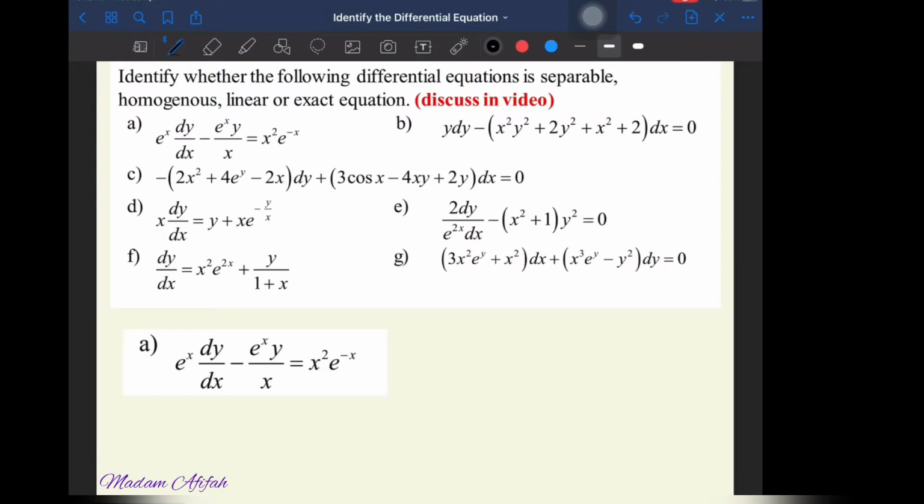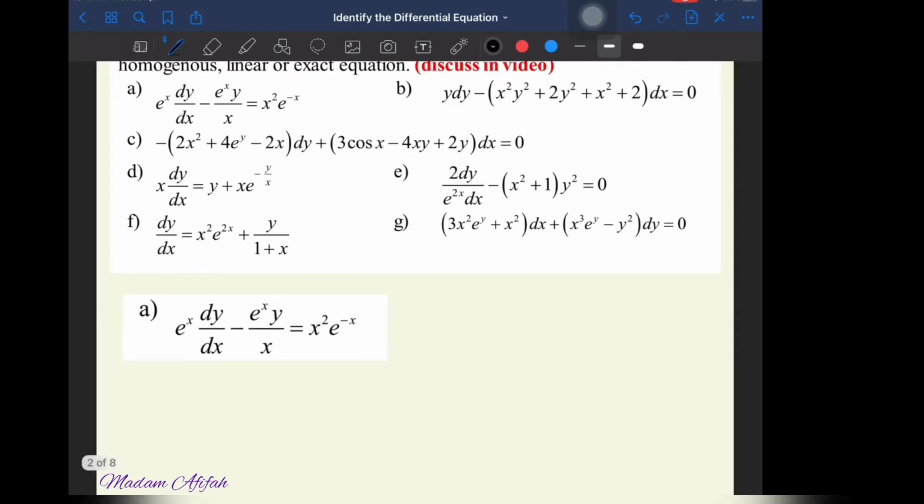So for the first one here, you are given the differential equation e^x dy/dx minus e^x y over x equals x squared e^x. When you take a look at this differential equation, this is quite similar to the general form of linear equation, which is dy/dx plus p(x)y equals q(x). Let us start by checking whether this differential equation can be written in the general form of linear equation.